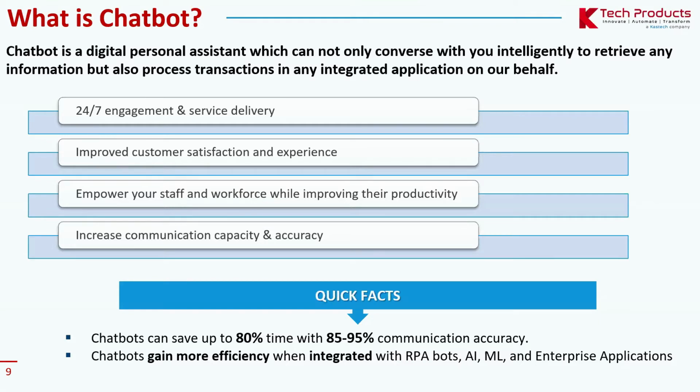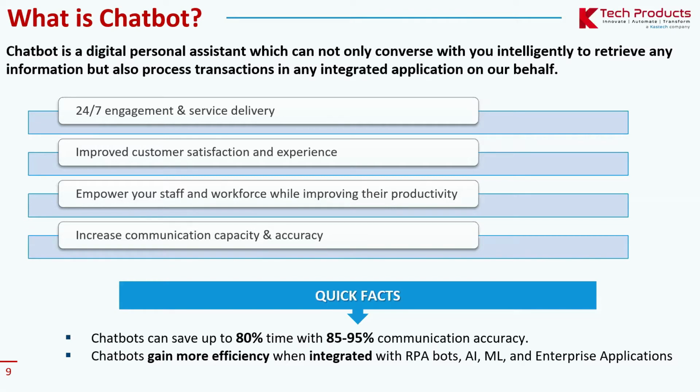We have the metrics for that: chatbots can save up to 80% time with 85 to 95% communication accuracy. And why is it happening? Because you make your chatbot intelligent. KDEX KBot has been designed and trained to become an intelligent chatbot that understands the intent and gives you the accurate information at the right time, without any loss of time.